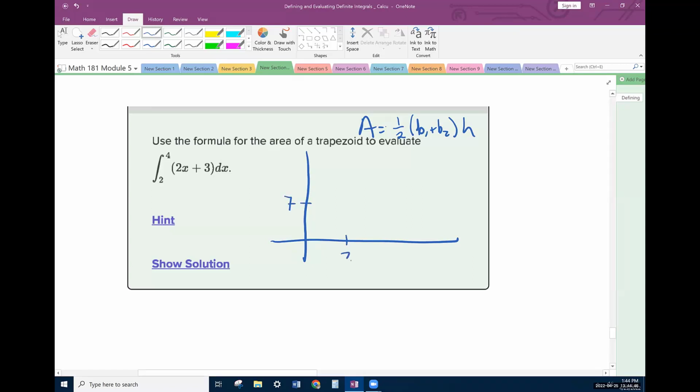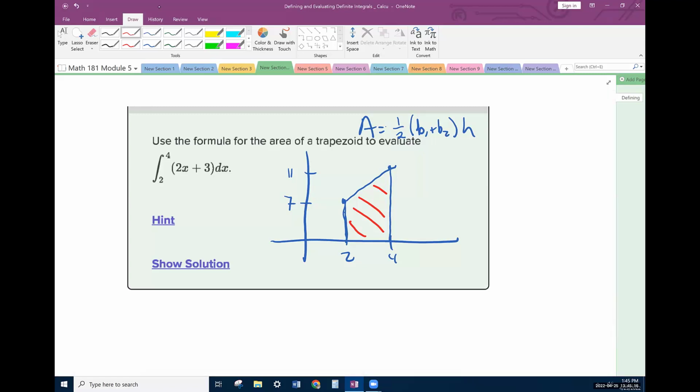7. So it's going to start here at 7, and then 2 times 4 plus 3 is 11. It's going to go up here to 11. So we're going to have this shape here. And we're talking about the area under this curve. And a curve doesn't always have to be a parabola or anything. A line can be considered a curve. So we want this area under the curve, but that happens to be the shape of a trapezoid.